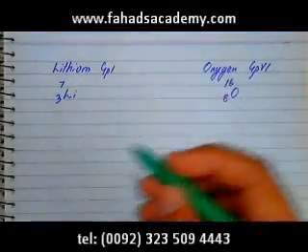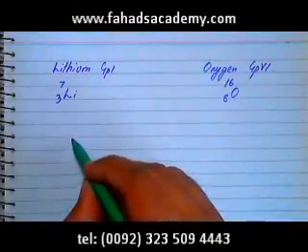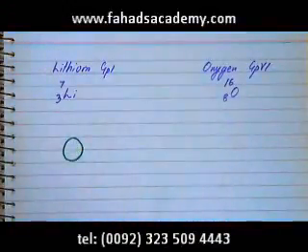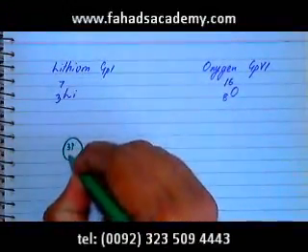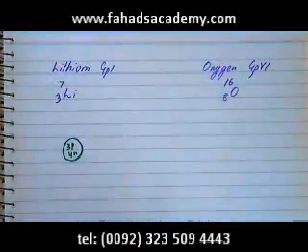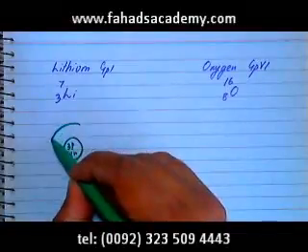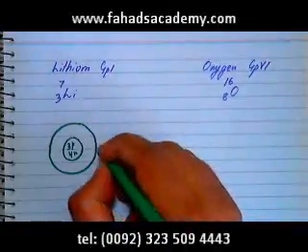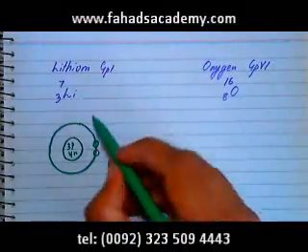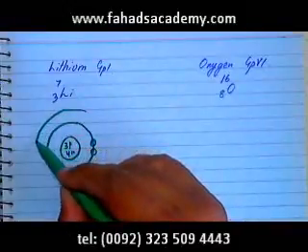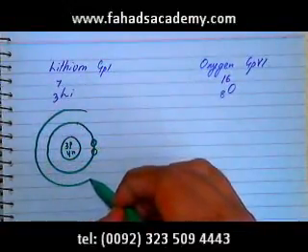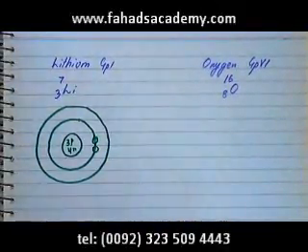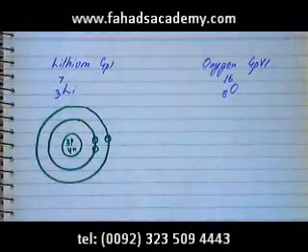Now let's quickly draw the structures first. This is the nucleus. Lithium has 3 protons and it has 4 neutrons. 7 minus 3, that's 4. It has a total of 3 electrons, so that means it's going to have 2 electrons in the first shell, and there would be 1 electron in the second shell, which is the outermost shell.